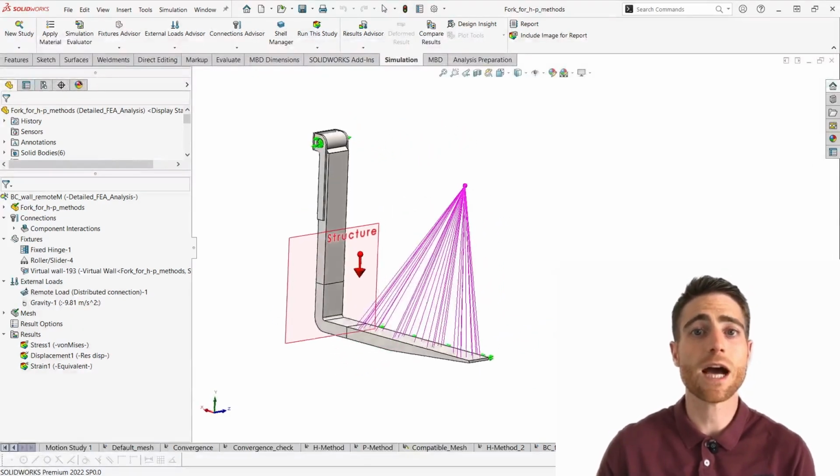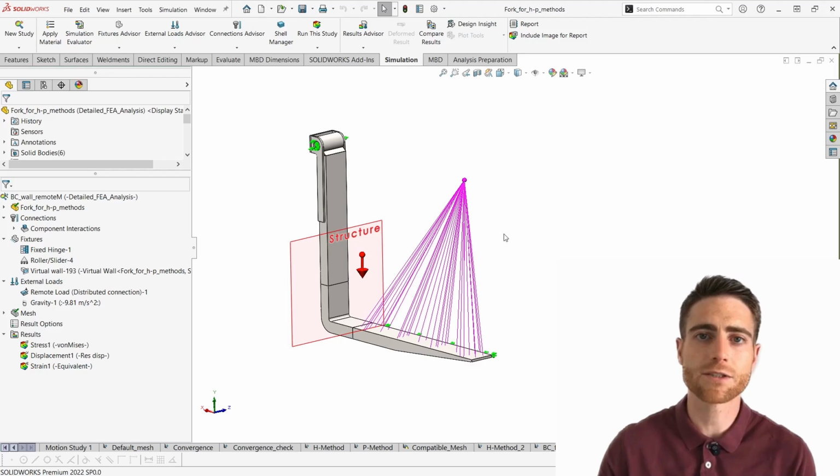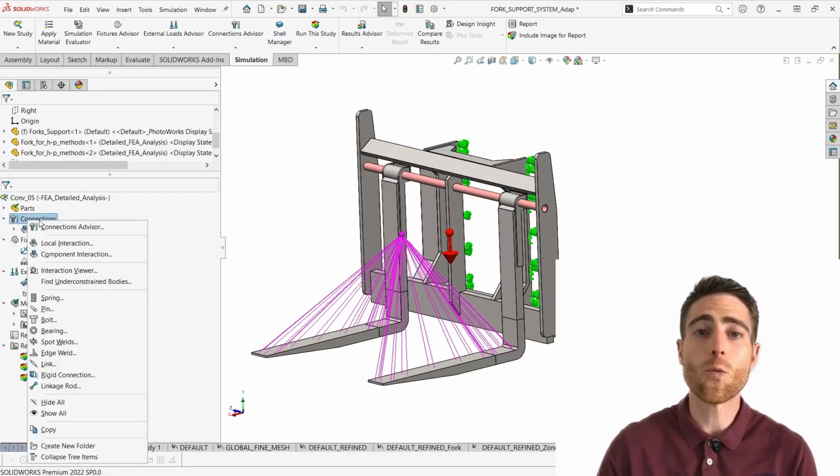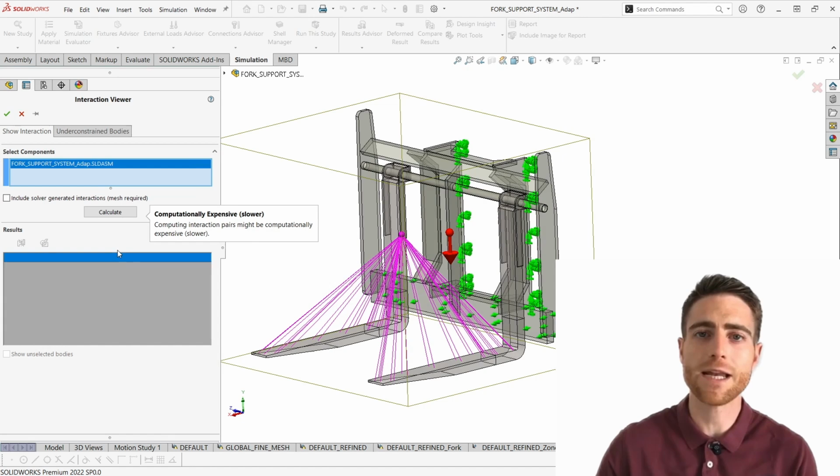In addition, we will see how important the contact interactions are in our simulation model and what we need to do to have more realistic behavior.